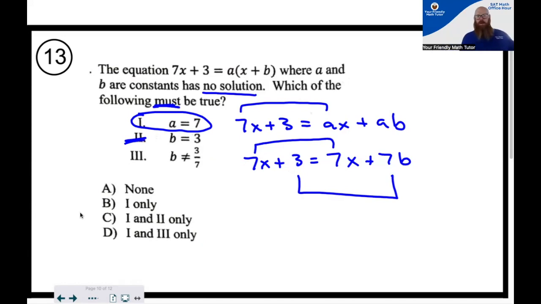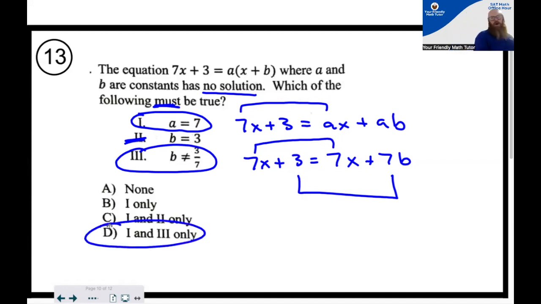Okay, so b could be 3. It could be 7x plus 21, but it could be 7x plus 28. It could be 7x plus anything other than 3. So b could be 3, but they're saying the word must, so it doesn't have to be 3. But this does have to be true, because imagine b was 3/7. 3/7 times 7 is 3. Then we would have 3 and 3, which is infinite solutions. So it must not equal 3/7. So b can be anything except 3/7. It could be 3, but it doesn't have to be 3. So the answer ends up being D, Roman numeral 1 and Roman numeral 3.